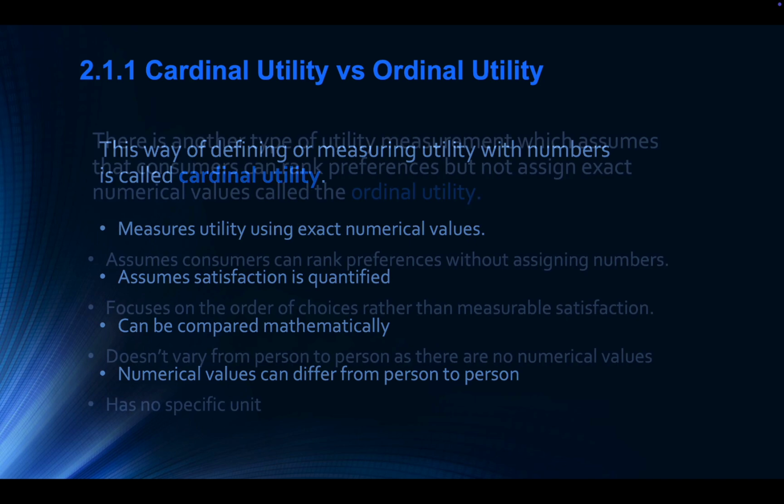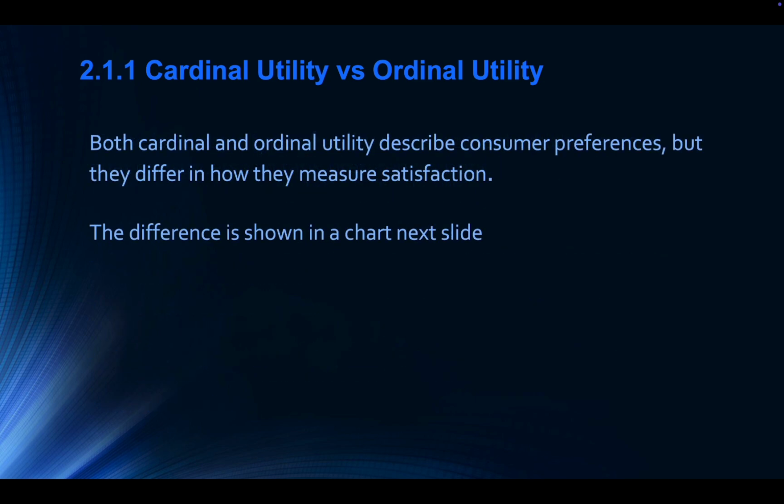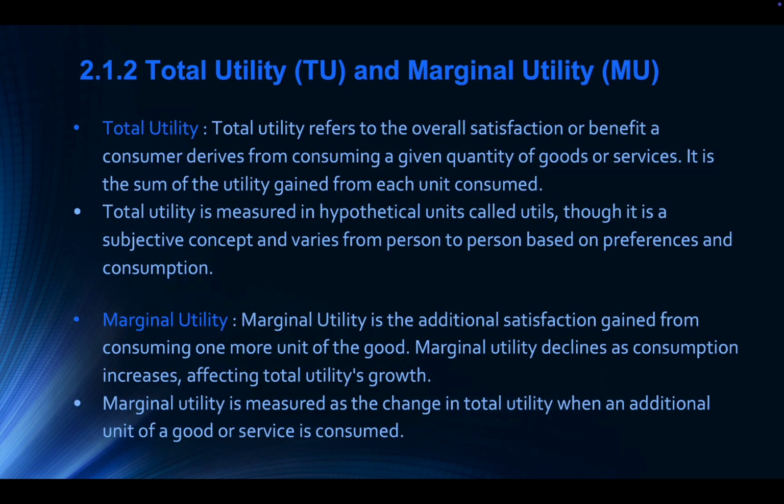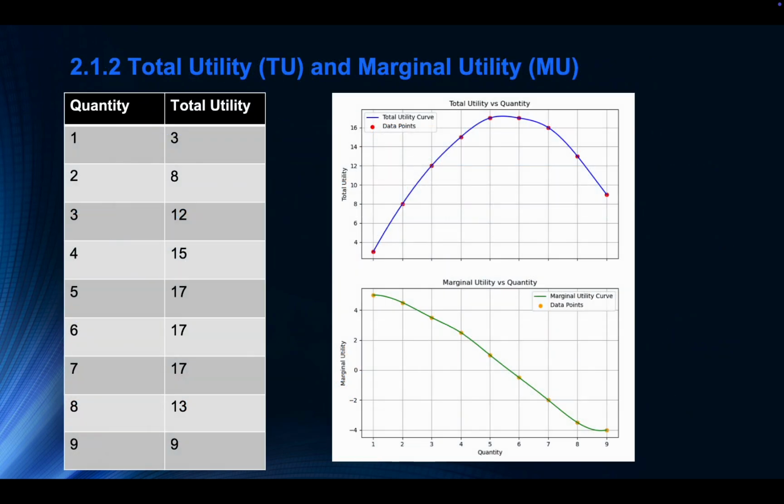So, after cardinal utility and ordinal utility, we have given some examples and some definitions. So now we come to total utility and marginal utility. Total utility is the total satisfaction from consuming a given quantity of goods. On the other hand, marginal utility is the additional satisfaction from consuming one more unit of a good. So this means marginal utility is the additional satisfaction that comes. So here is a graph.